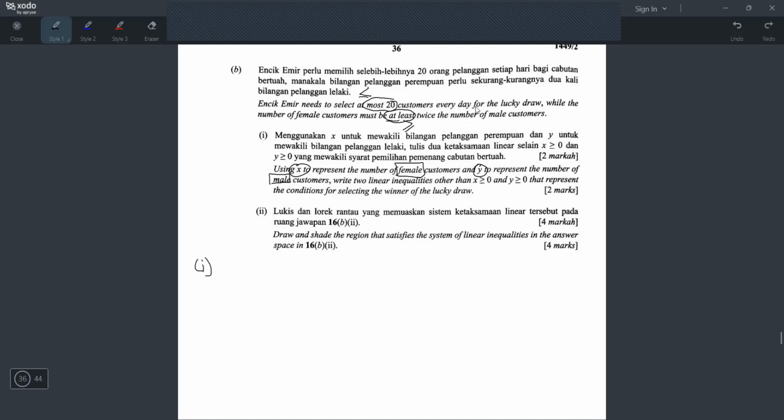So we can write our first inequality. At most 20 customers every day, but they never say male or female. It means the total lah. It means X plus Y and then at most 20, so smaller than or equal to 20. It means the total customers cannot be more than 20. So it has to be less than or equal to 20.